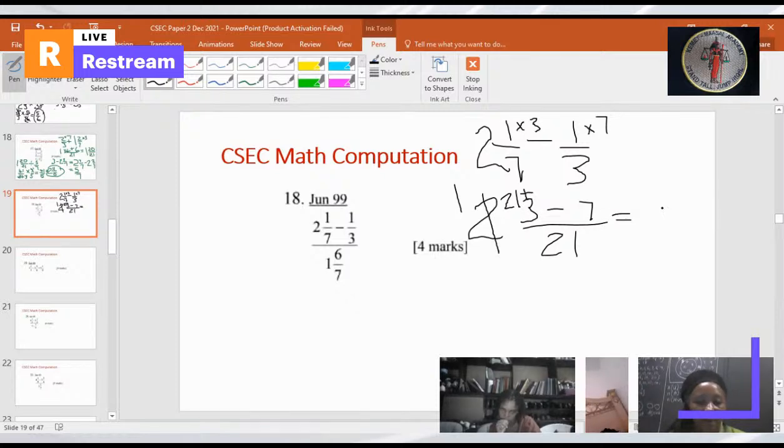So what do we have here? Miss, 24 minus 7. Miss, 17. So we'd have this whole number 1 and 24 minus 7 gives what? Miss, that gives 17. 17 over 21. This is the answer for the numerator.